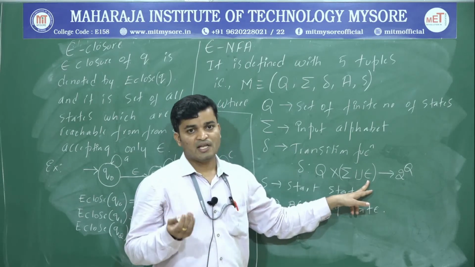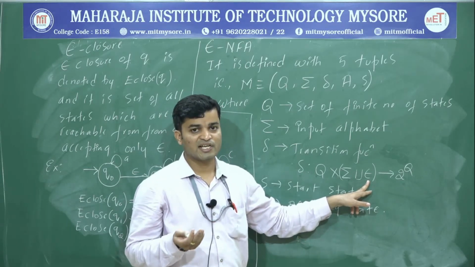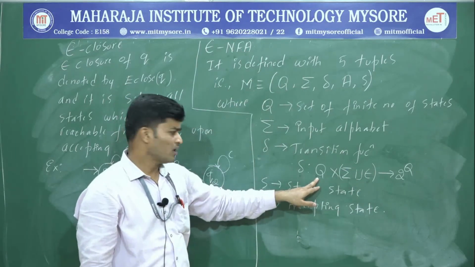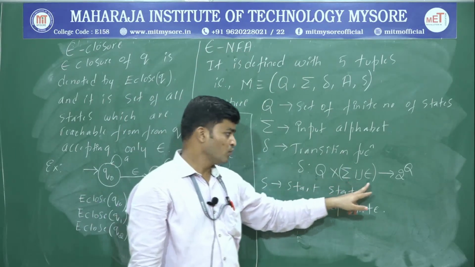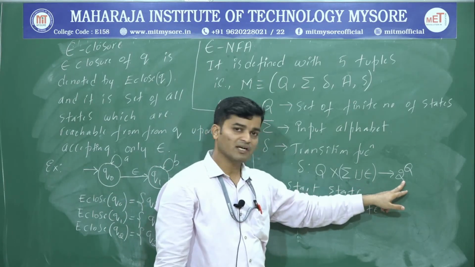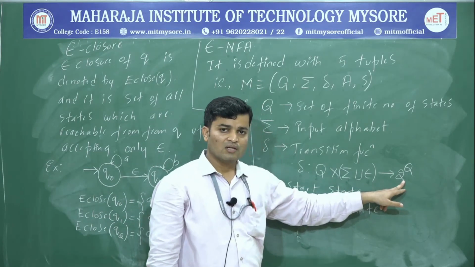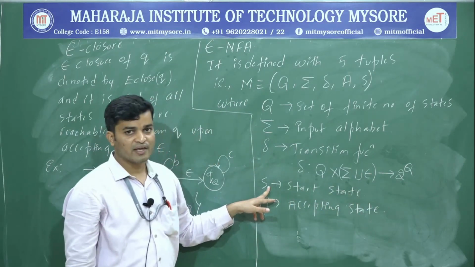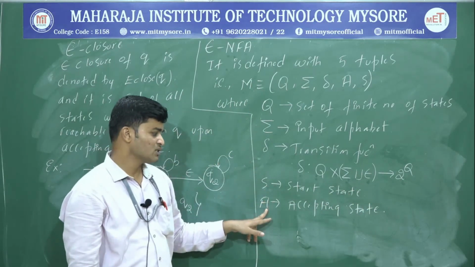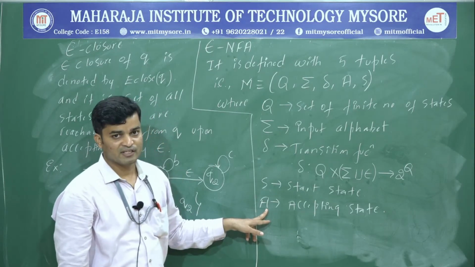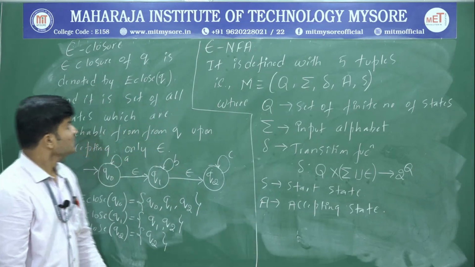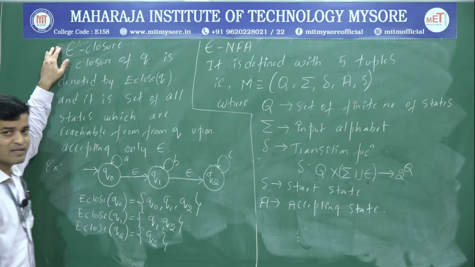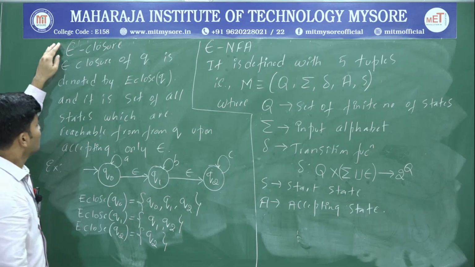An NFA without this means there is no epsilon concept in the NFA. If there is an epsilon concept, such an NFA is called an epsilon NFA. If you are in some state and you get some input including epsilon, and it takes a transition to subsets of Q, such an NFA is called an epsilon NFA. S stands for the start state, and A is either the accepting state or final state.